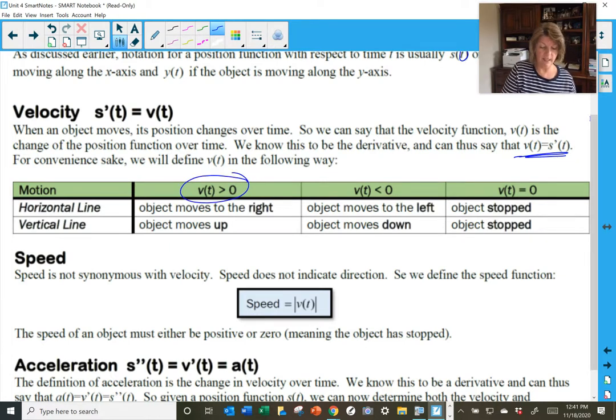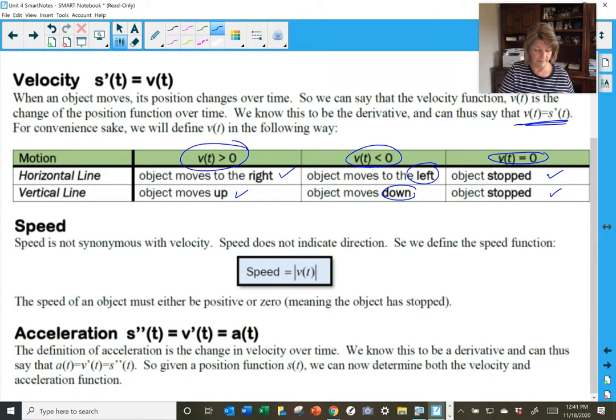If the velocity at a particular time is positive, that means the object is moving to the right if I'm talking horizontal movement. If I'm talking about vertical movement, then a positive velocity obviously would be moving upward, like you would anticipate. If velocity is negative at a certain time, then I know my object is headed to the left. And if it's vertical movement, then it's headed down. If my velocity is zero, meaning I have no change of position, the object is stopped, both horizontally and vertically, depending on what type of motion.